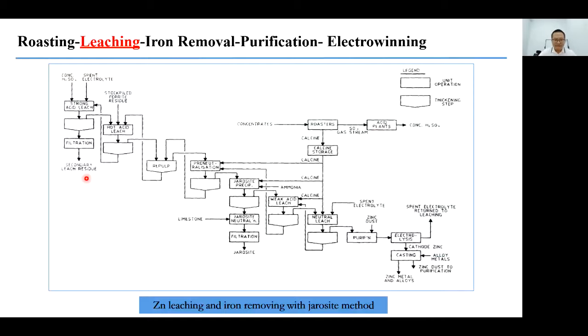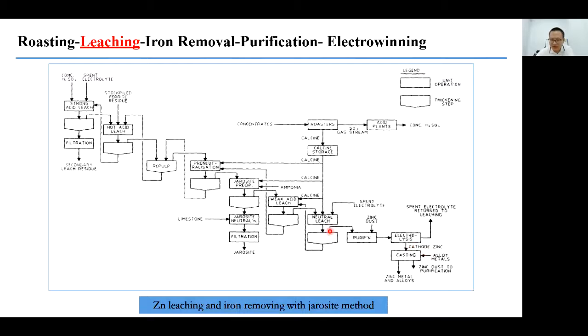The zinc leaching and iron removal flowsheet, as I have already mentioned. We start with concentrate. After roasting, we get calcine. The calcine was sent for the neutral leaching. And after the neutral leaching, the purification stage is here. And the purified solution can be sent for the production of cathode zinc.